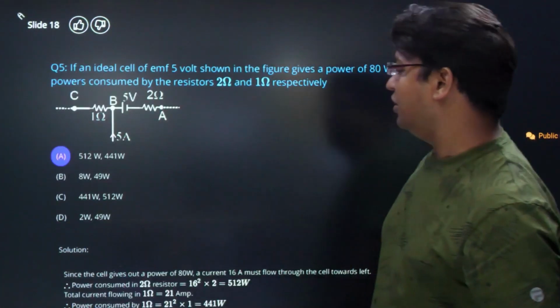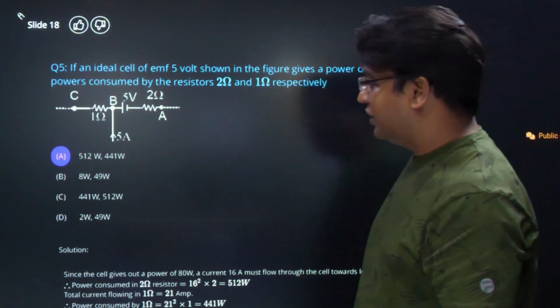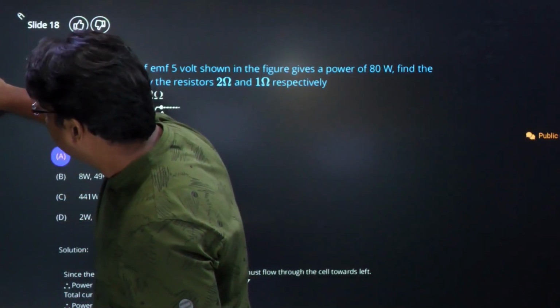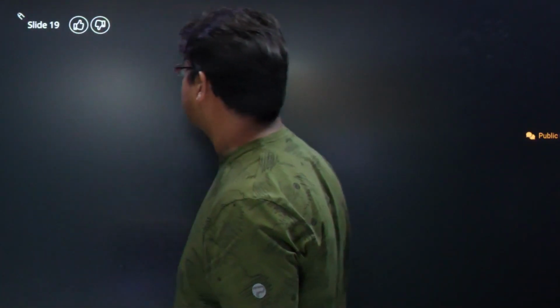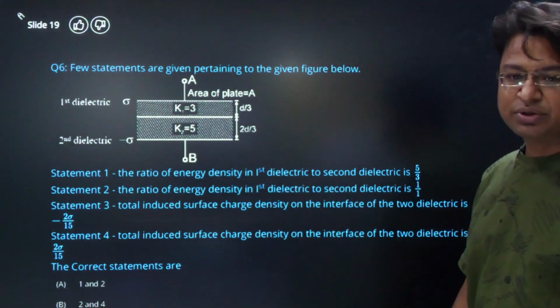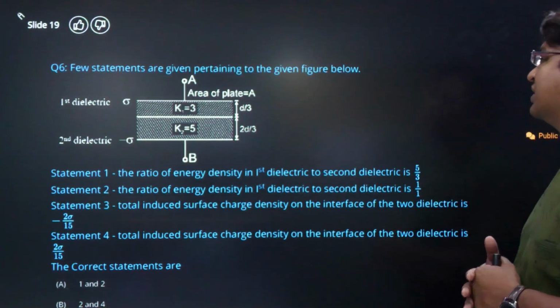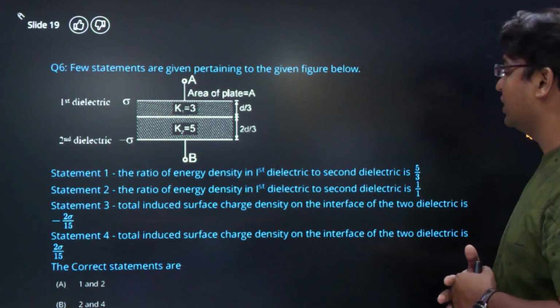Alright, as we can see here, option A is indeed the right one. Now that was question number 5. We'll now go to question number 6. So what does this question say? A few statements are given pertaining to the given figure below.